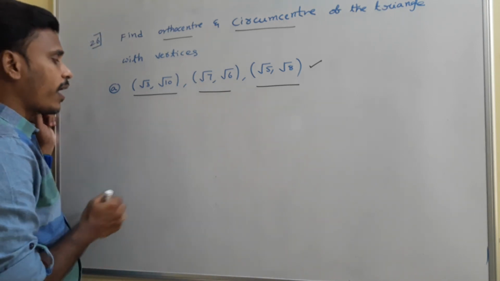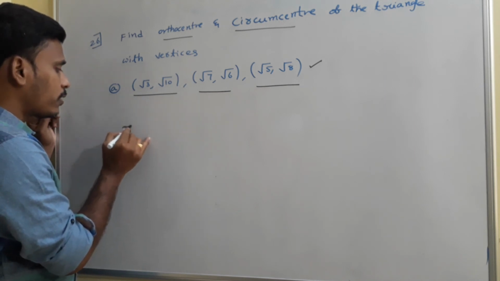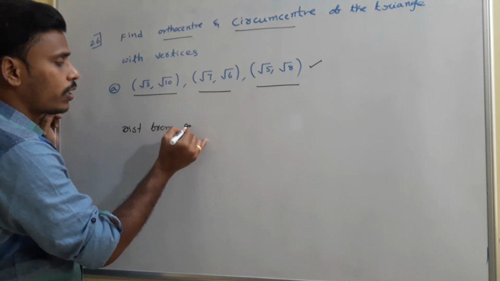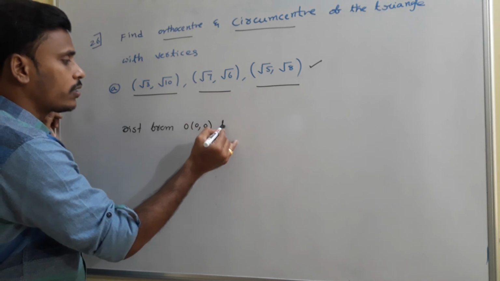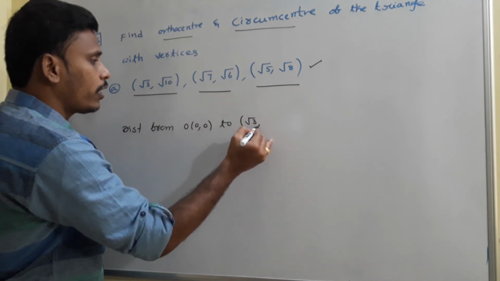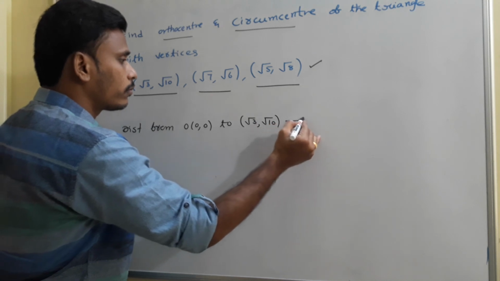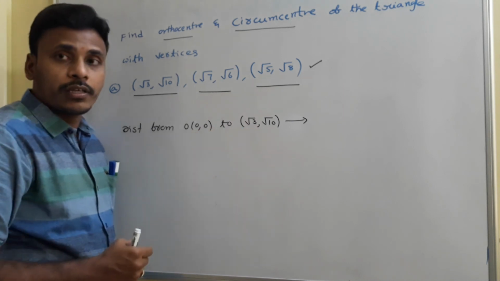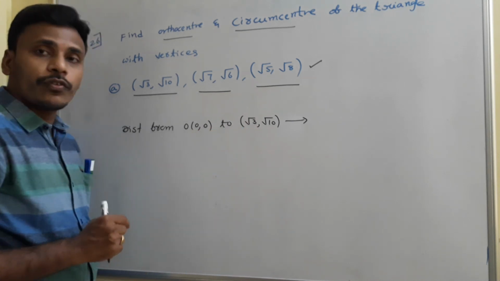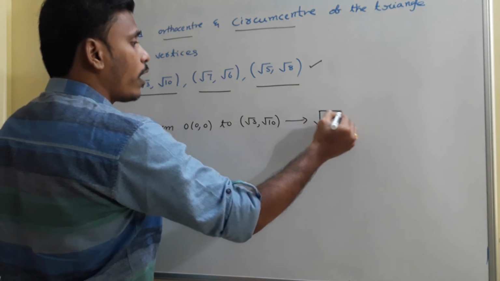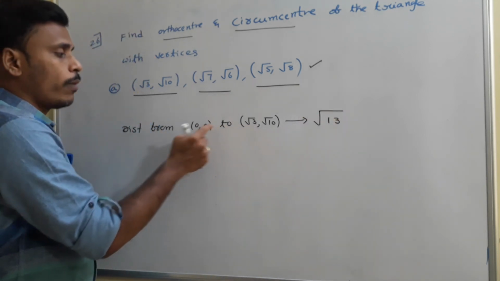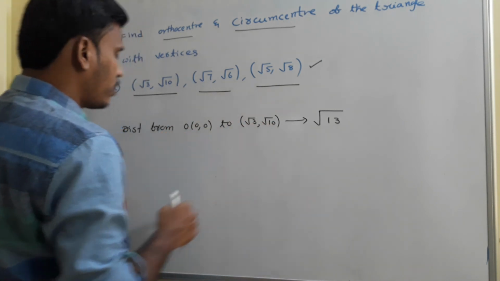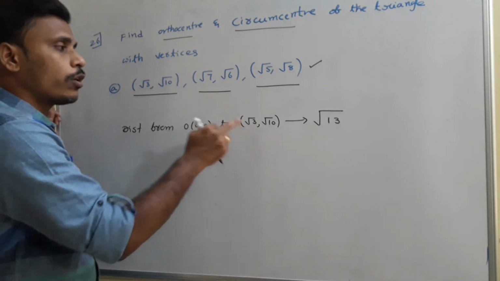So for that, I will calculate the distance from the origin. Origin is (0, 0). The distance from the origin to the first point (root 3, root 10): if you calculate, you will get the distance as the square root of 13. You just do it: (x2 minus x1) whole square is 3, (y2 minus y1) whole square is 10, so 10 plus 3 is 13. So the distance from the origin to the point is root 13.